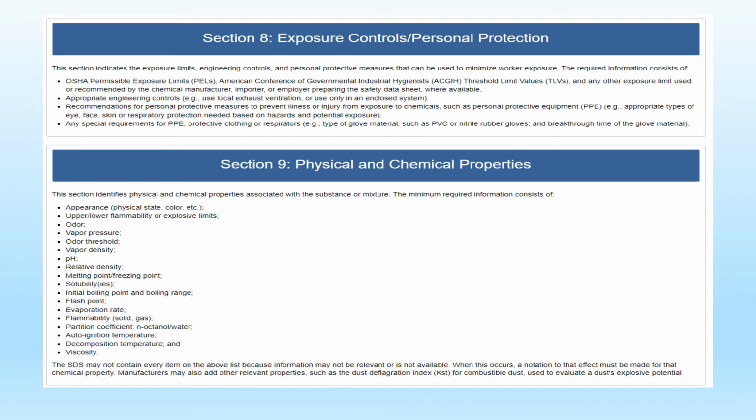Section 8, Exposure Controls and Personal Protection. This section will show you exactly what PPE is required when handling the chemical. This section indicates the exposure limits, engineering controls, and personal protective measures that can be used to minimize worker exposure.